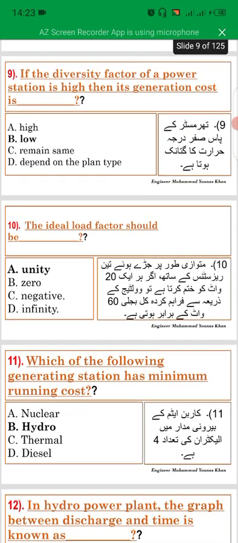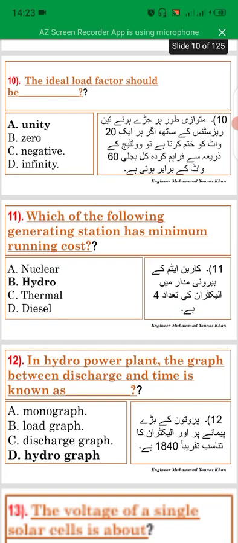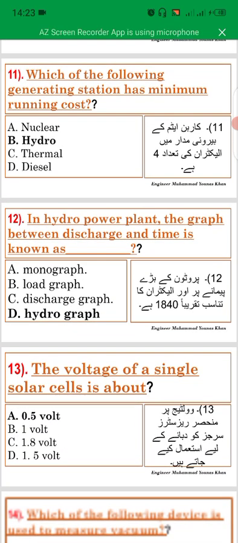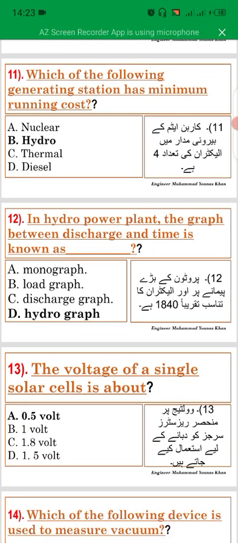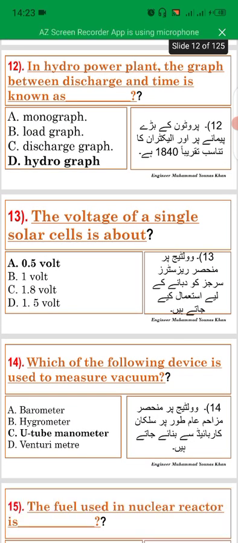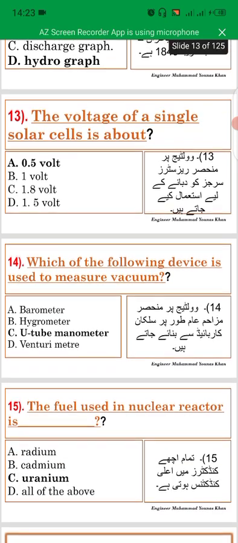If the diversity factor of a power station is high, then its generation cost is low. The ideal load factor should be unity. Which of the following generating station has minimum running cost? Hydro. In hydro power plant, the graph between discharge and time is known as hydrograph.